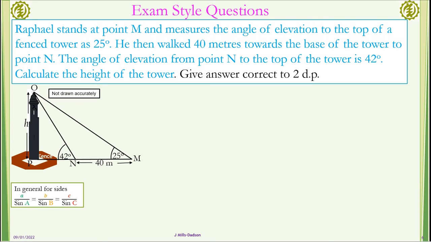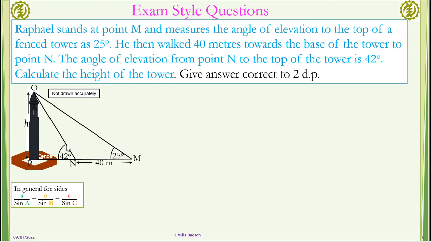So let's try to understand the information. From point M, looking at the top of the tower, the angle is 25 degrees. He moves closer to the tower by 40 meters. Another angle to the top of the tower is 42 degrees. Now, how high is the tower? That's what we're looking for.